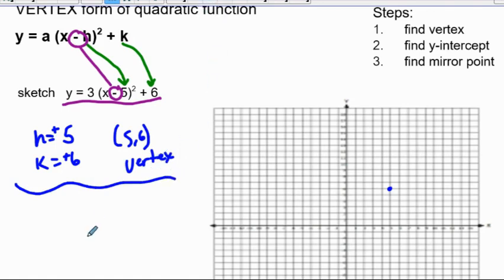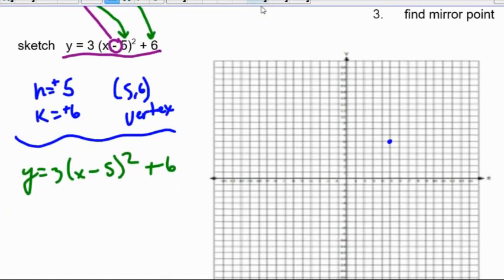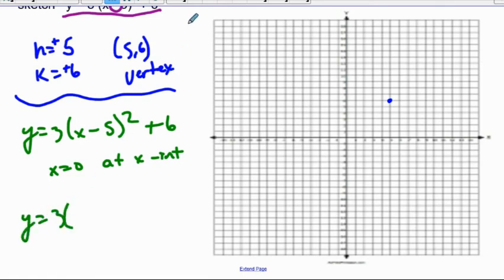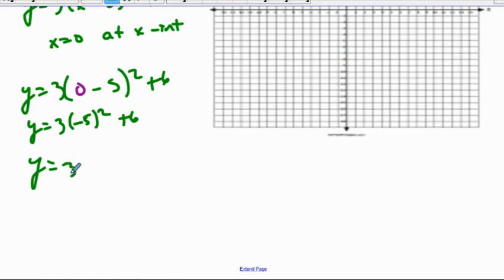Step 2, we're going to find the y-intercept. So I'm going to take my equation, y equals 3 times (x minus 5) squared plus 6. And what do we know about things at the y-intercept? Well, at the y-intercept, x is 0. So we're going to make x equal to 0 and then solve. So y equals 3 times (0 minus 5) squared plus 6. So y equals 3 times negative 5 squared plus 6. Negative 5 squared is 25. Make sure we follow all the order of operations rules here. So that's going to be 75 plus 6.